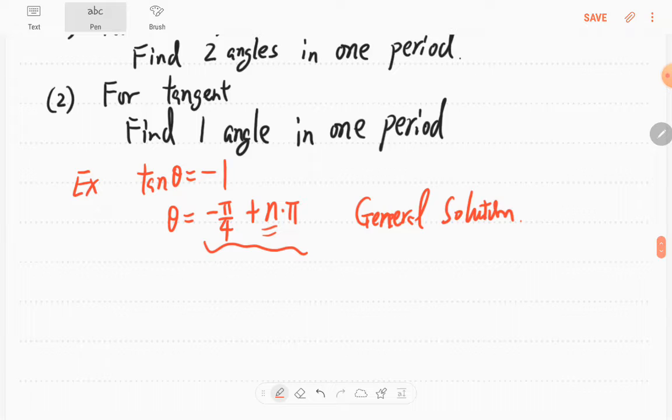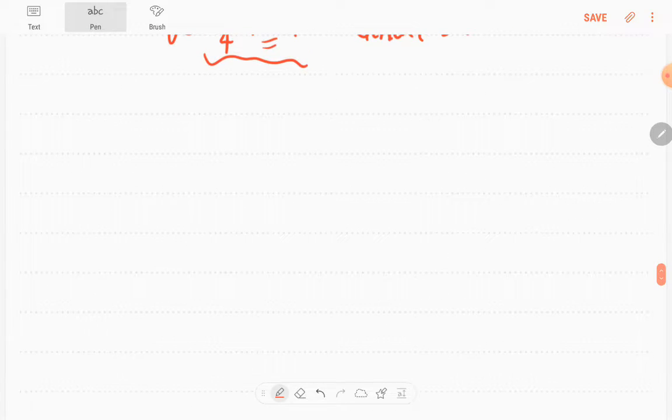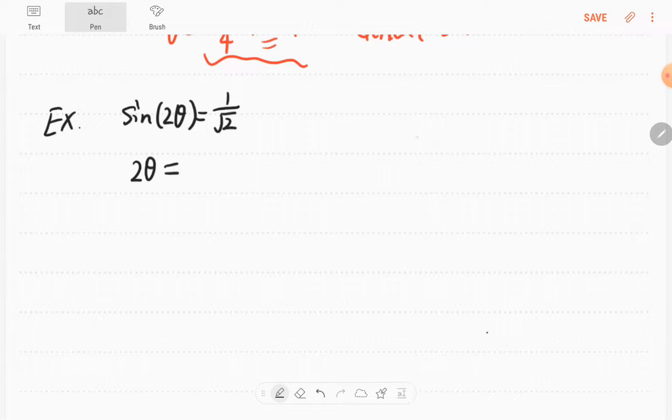So now let's look at another example. This one would be sine 2 theta equals 1 over square root 2. Then we solve for 2 theta first. 2 theta, you cannot divide by 2 directly, okay? Because this is the input 2 theta. So we know the reference angle would be pi over 4, for the 1 over square root 2.